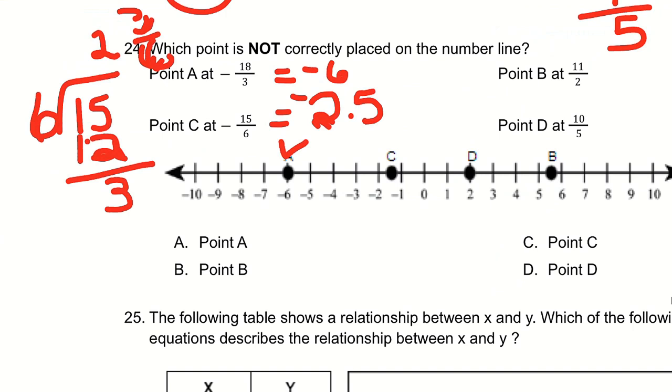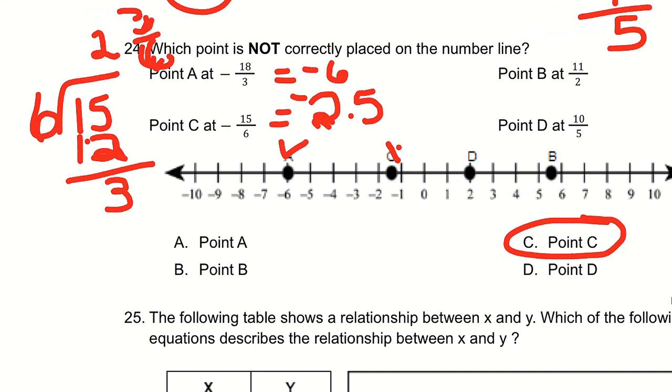Should we check point C? Okay, so here's 2. Here we go. Uh-oh. Look, he's at negative 1.5. You found it. So our answer is going to be point C. Yay.